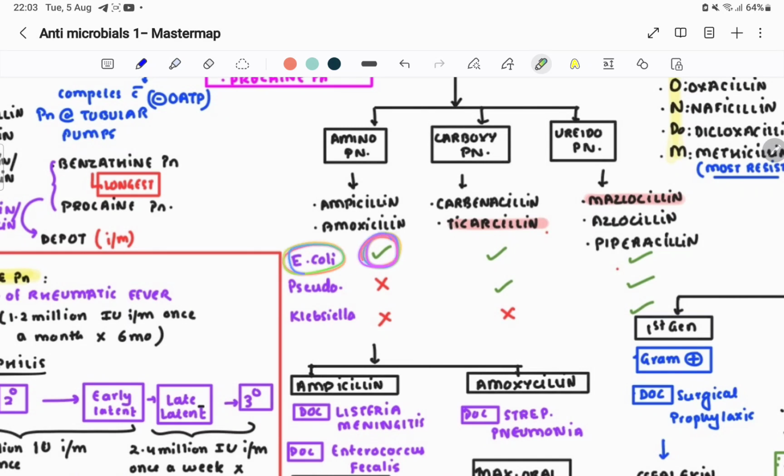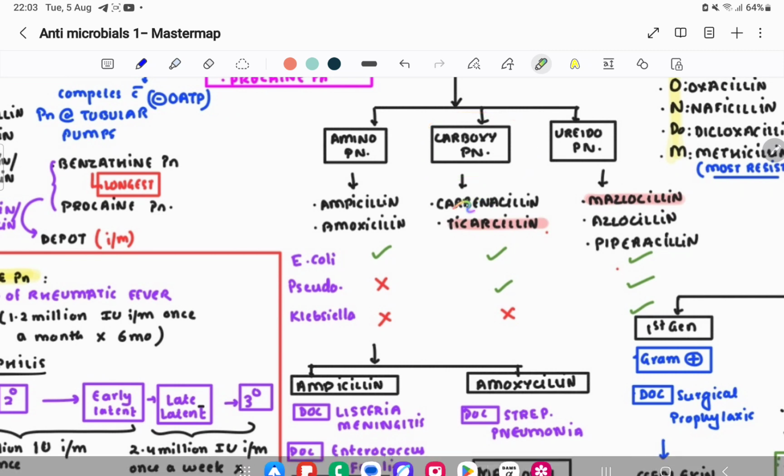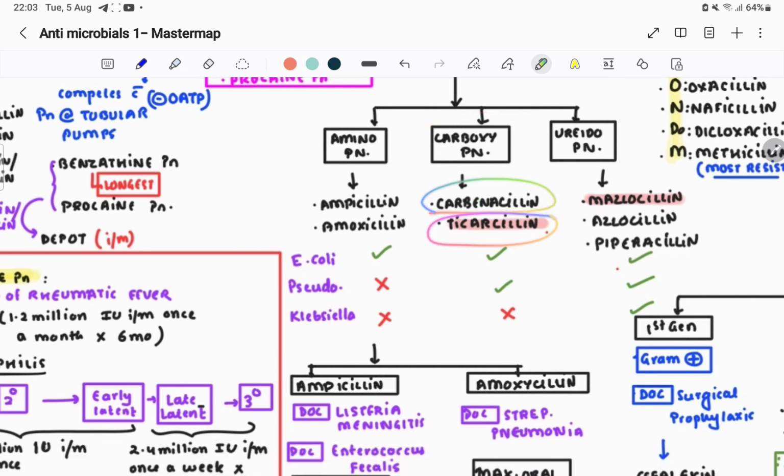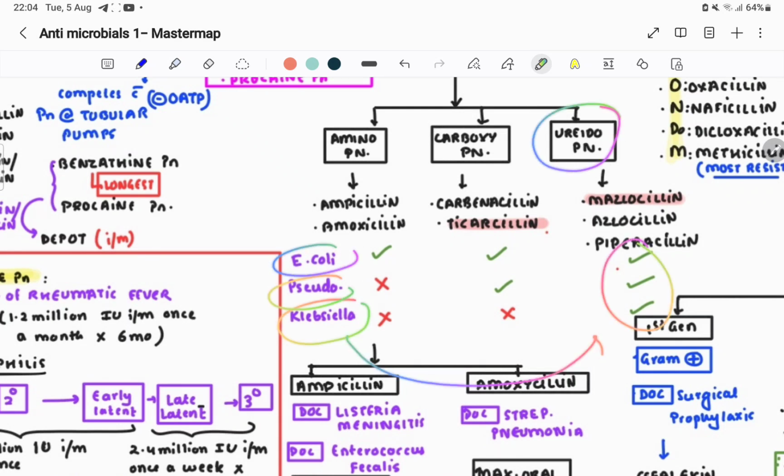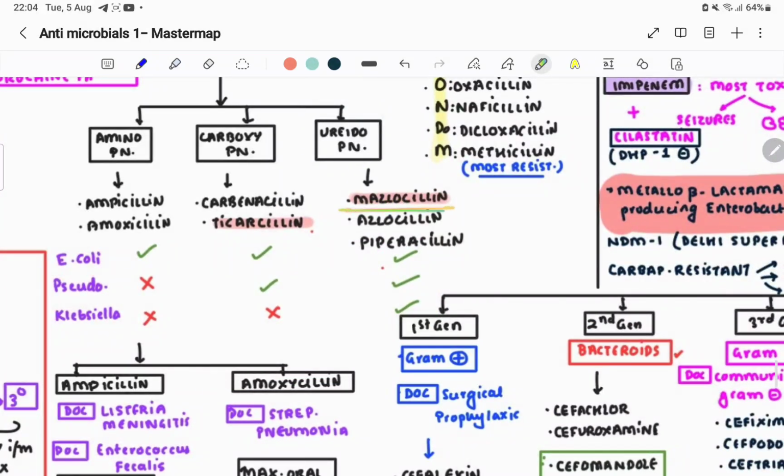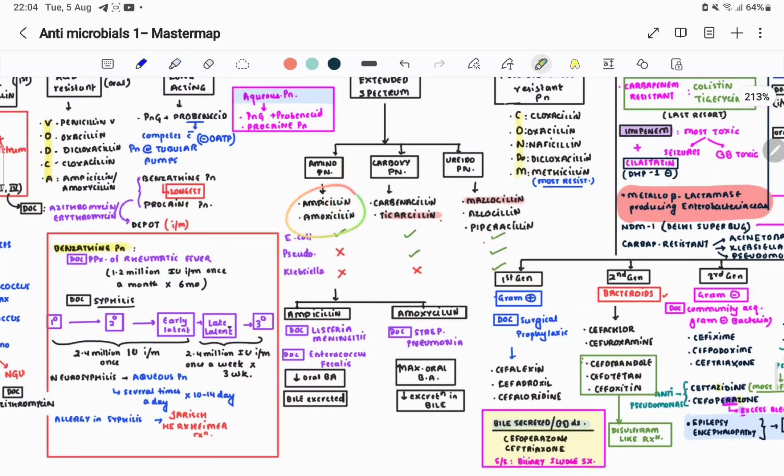It is effective against E. coli only, not against Pseudomonas or Klebsiella. Carboxypenicillin, we have carbenicillin and ticarcillin. Effective against E. coli and Pseudomonas, not against Klebsiella. The only penicillin that acts against E. coli, Pseudomonas, and Klebsiella is ureidopenicillin. Ureidopenicillin, we have 3 examples: mezlocillin, azlocillin, and piperacillin. So amino: ampicillin, amoxicillin; carboxy: carbenicillin, ticarcillin; ureido: mezlo, azlo, piperacillin.